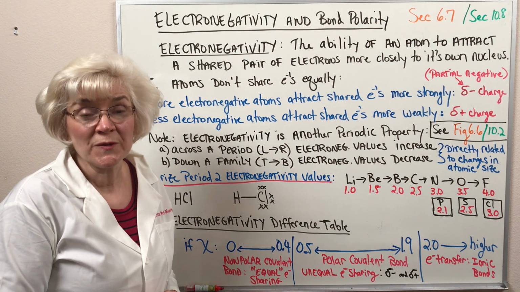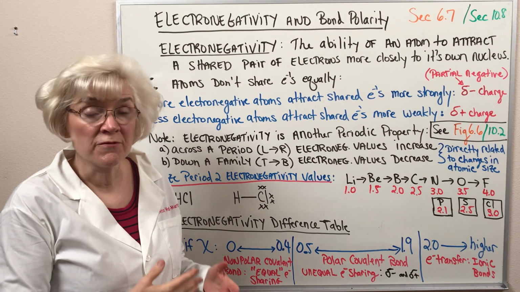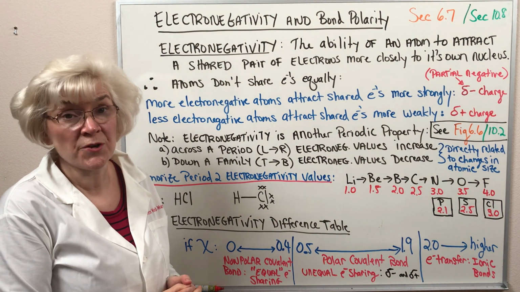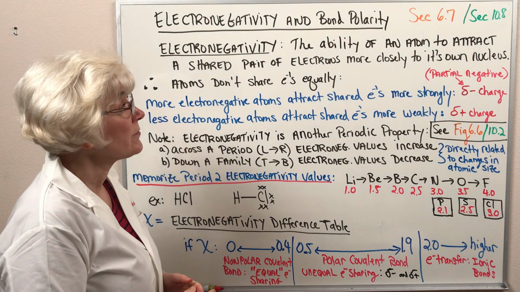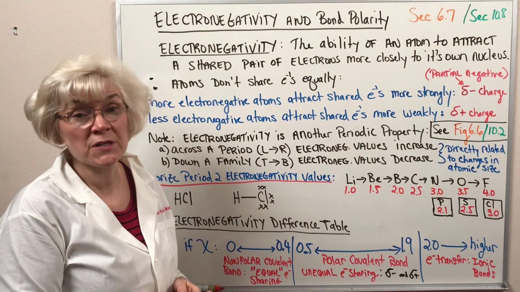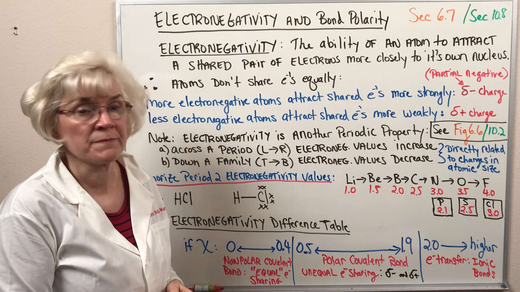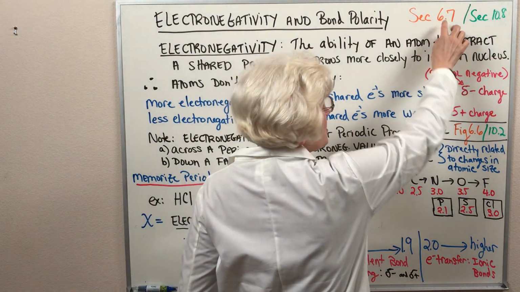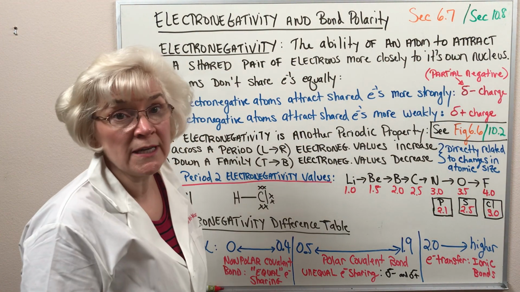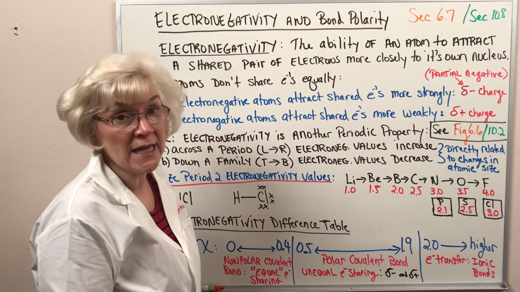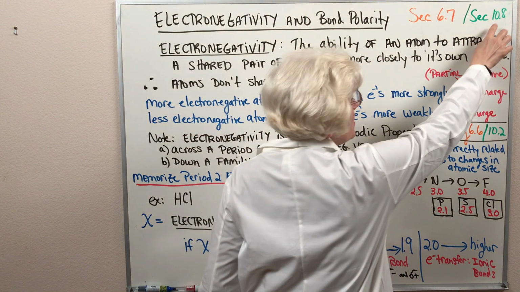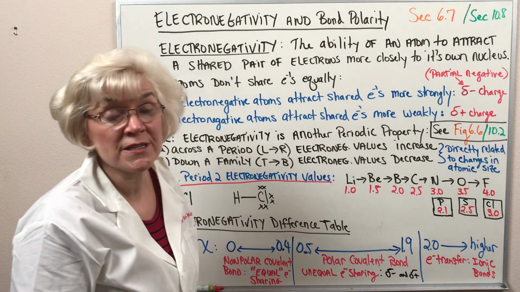It's time now to expand our understanding of bonding by introducing the topic of electronegativity and how it relates to a concept called bond polarity. Before we go any further, this information is found in your Chem 2A textbook in section 6.7 and in your Chem 22 textbook in section 10.8.